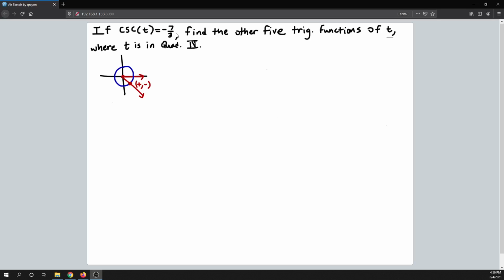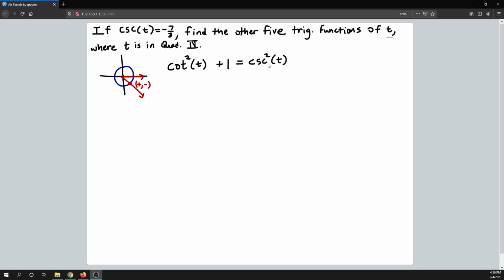and so what I'm going to do is use one of the fundamental Pythagorean identities, in particular the one that involves the cosecant, right? And so that is going to be cotangent squared t plus 1 equals cosecant squared t. Okay, so that's the identity that I am going to use for this one here.